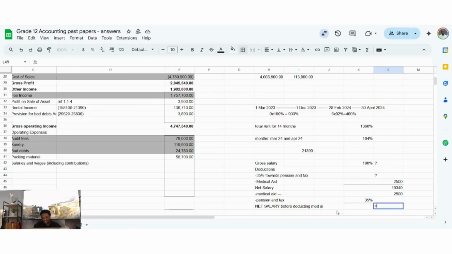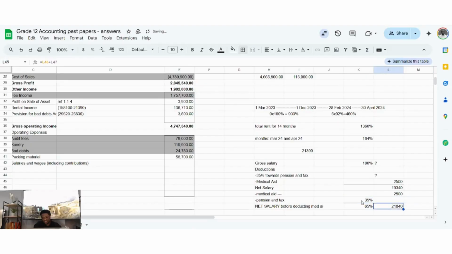And so that would work out to 19,340 plus 2,500, which is 21,840. And this amount is basically our 65%, because if this is 100%, and these deductions that we talk about here are 35%, then this would work out to 65%.